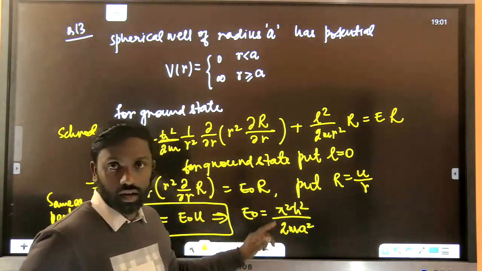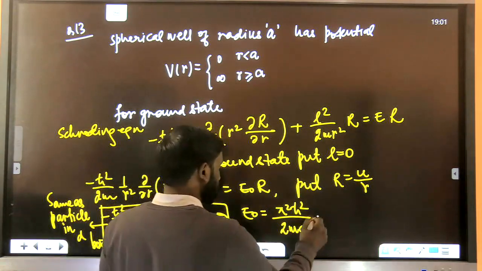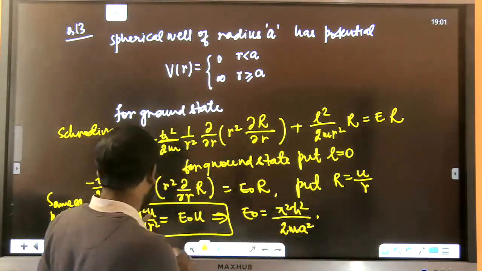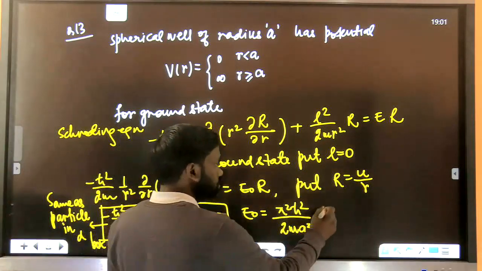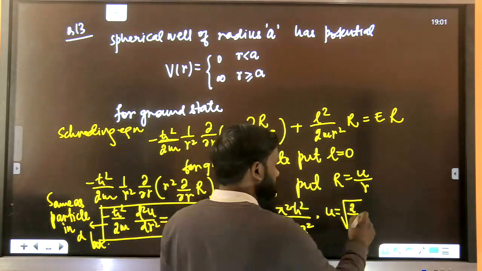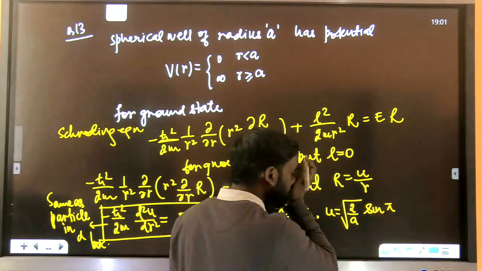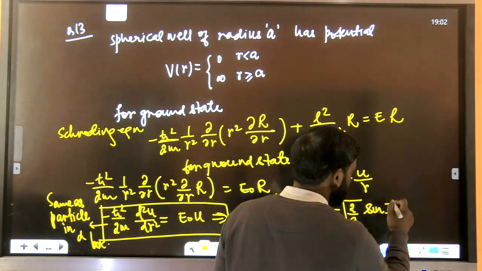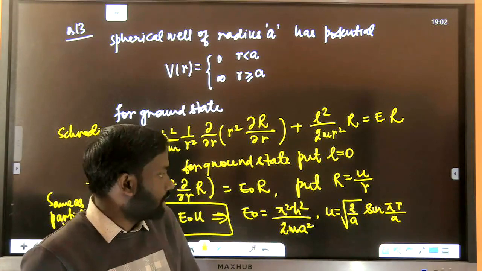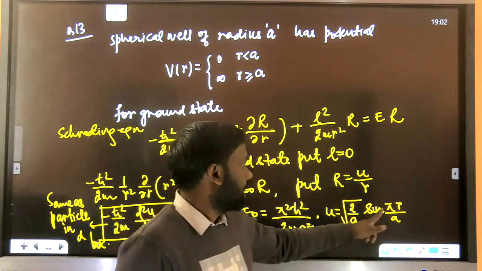Otherwise, for other states you get n squared. Now, the ground state wave function: when you solve this differential equation, you get the value of u. So u will come out similar to the particle in a box, root 2 by a, and sine n pi. In place of n we write 1, so pi r by a. We generally write n pi x by a, or L if the width is L. So in place of n we have written 1 for the ground state.